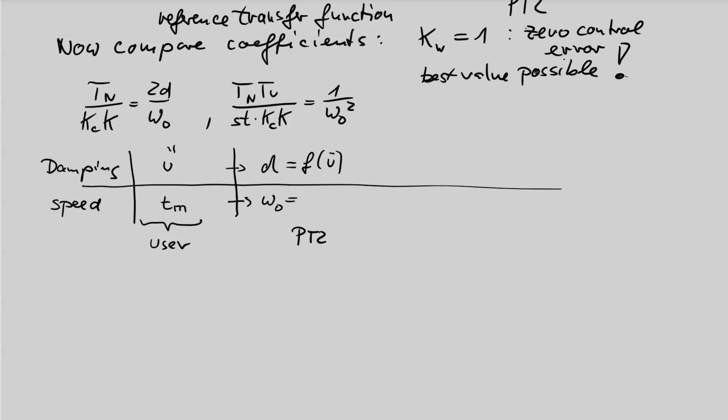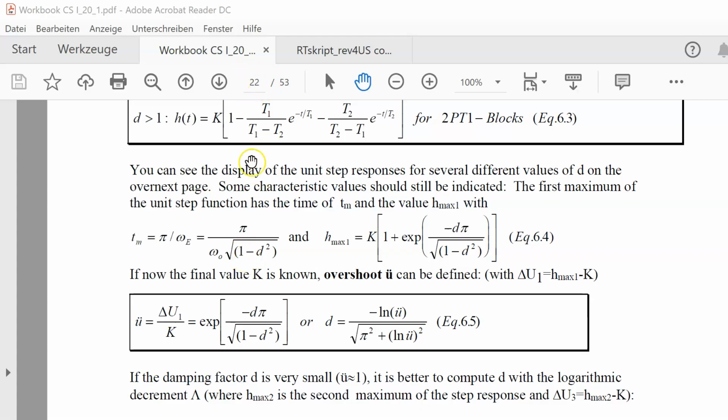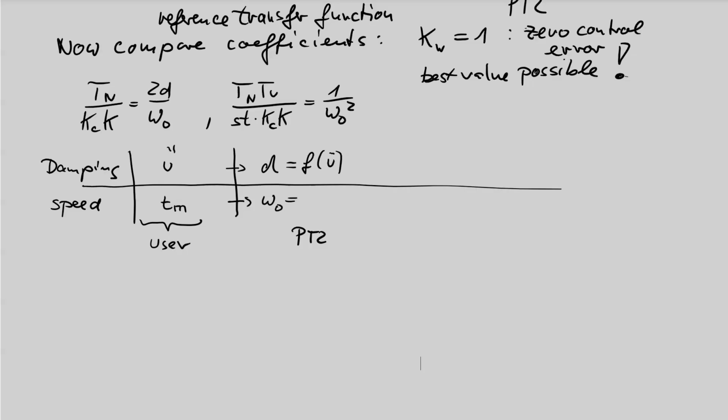I just make a copy of this. Look into workbook, page 22. Here the equation Tm calculates out of omega naught using damping factor, but this equation can easily be solved to omega naught. Put omega naught to that position, put Tm to that position, and then we have the final expression we use here. Omega naught is pi divided by Tm multiplied with the square root of 1 minus d squared.